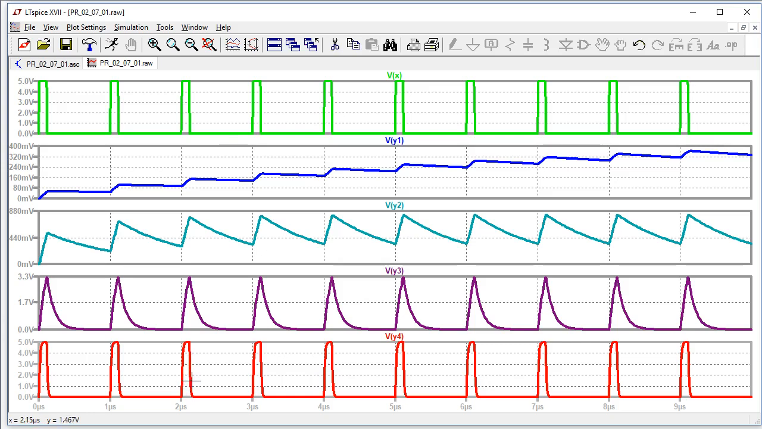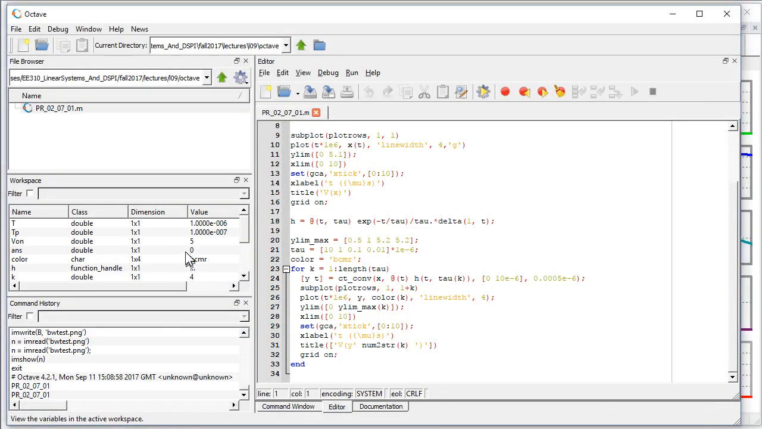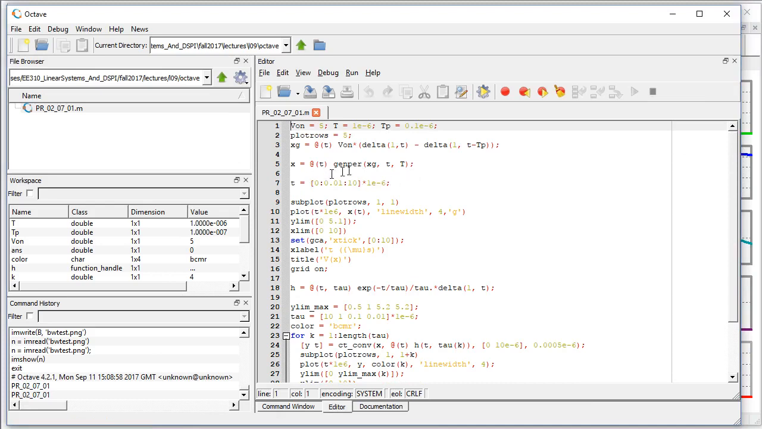So in this fast system, we see the output pulse train looks very similar to the input pulse train. There is some distortion, that's always going to be present, but we can clearly see the pulses in this particular case. You can do a similar simulation in Octave. So here I first define one period of the pulse, and then use the gen per function to make it periodic.